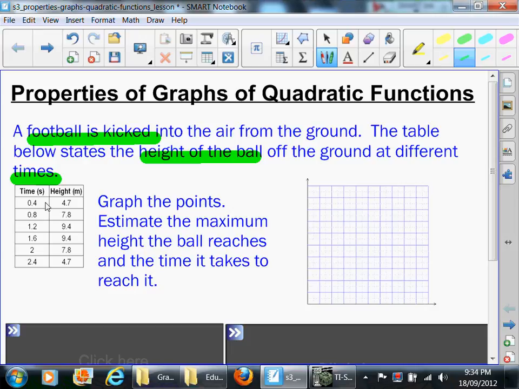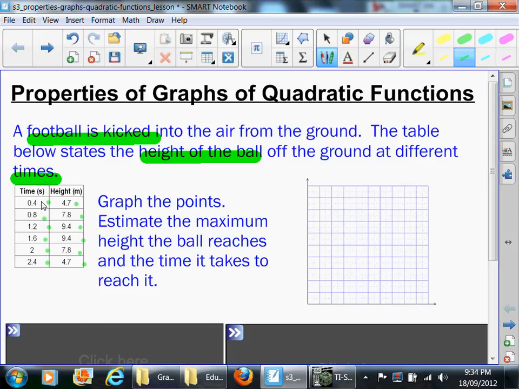So at 0.4 seconds, there's a height of 4.7 meters. 0.8 seconds, a height of 7.8 meters. 1.2 seconds, a height of 9.4 meters. 1.6 seconds, a height of 9.4 meters. 2 seconds, 7.8 meters. 2.4 seconds, 4.7 meters. Graph the points, estimate the maximum height the ball reaches and the time it takes to reach it.